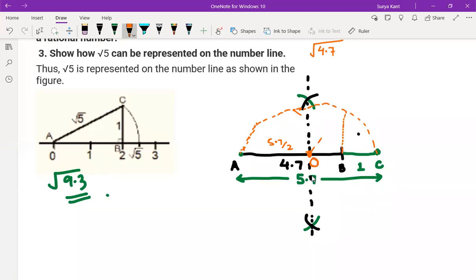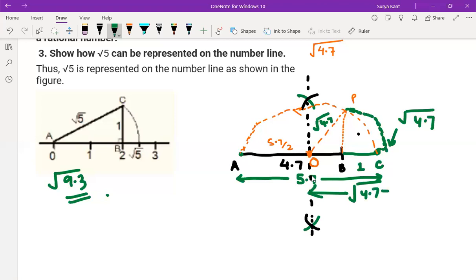Suppose this point is O. You match O to this point again and name it P. Again, take this as a center and this as a radius, that is, 4.7 only will come. How will it come? If you want, I'll tell you how it is coming. Draw one circle again, you will get the same arc. So this distance is root of 4.7. Is it clear or not?